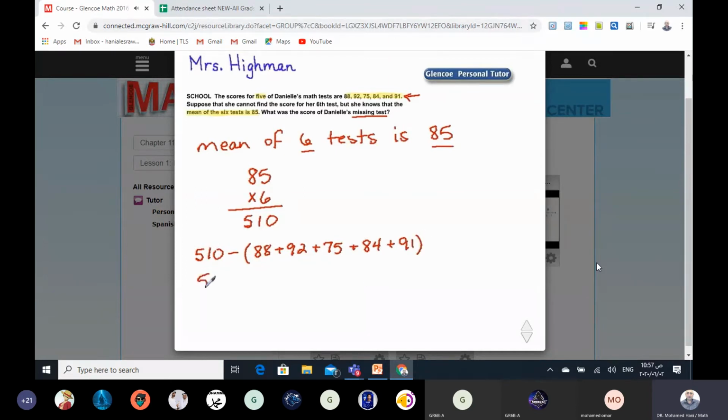Okay, so we have 510. If we add these all together, we get 430. 510 minus 430 gives us 80. So that means Danielle's missing score would have to be an 80 on that sixth test.